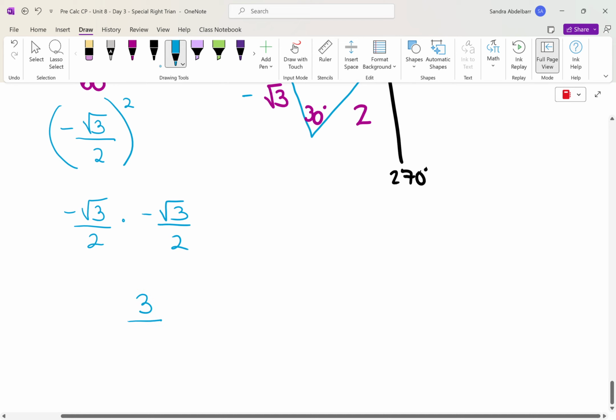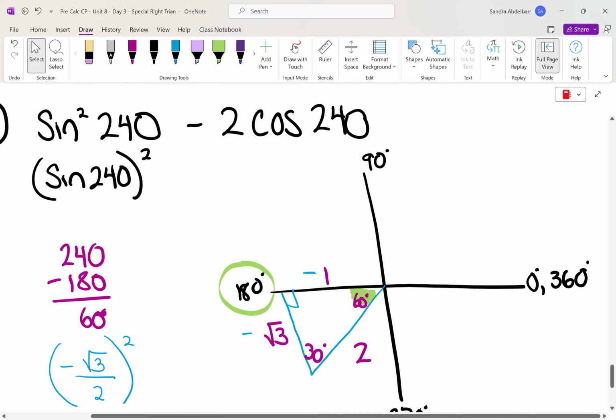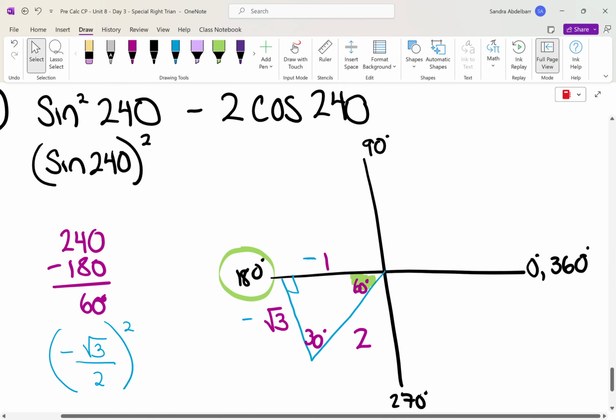If it makes you feel better, you could write it like this. You could just write it out twice. So negative 1 times negative 1 is a positive 1. Root 3 times root 3 is whole number 3. 2 times 2 is 4. So this first part of the problem is 3 over 4. That's not my answer, because there's a whole second part of this problem.